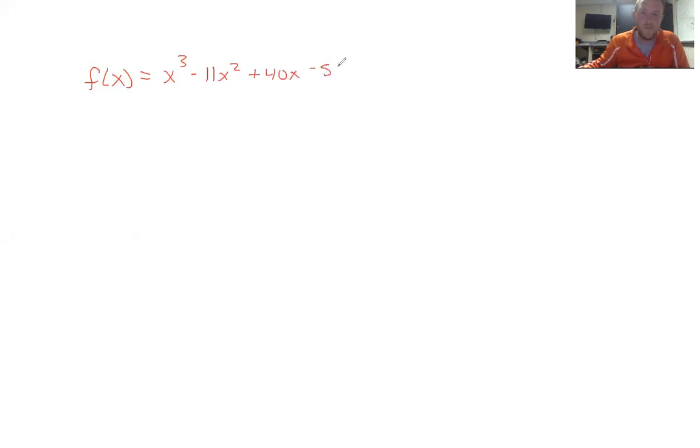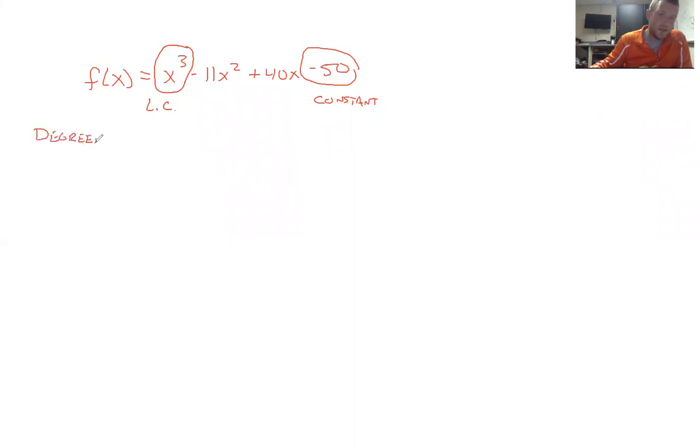minus 50. So back from 5.3, you remember how we did this was we had to find the leading coefficient, which is the highest degree. So notice that it's a cube. So we have to have 3 answers. Again, this is the leading coefficient, or this is the leading value, and this is the constant. So the degree, we need to figure that out first because that'll tell you how many answers it has. So the degree is 3 with the leading coefficient of 1. Notice the value in front of this.